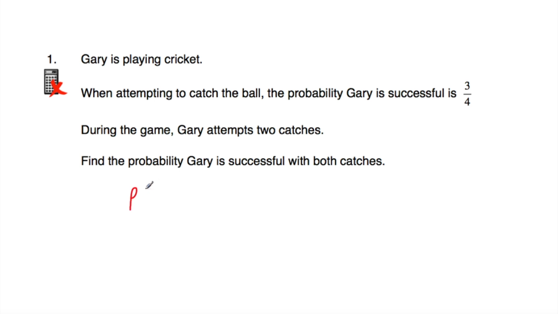So we want to find the probability of a catch and another catch. The probability of a catch and a catch will be found by multiplying the probability of a catch by the probability of a catch, because these are independent events. So the probability of a catch is 3/4, so that's going to be 3/4, the first catch, multiplied by the probability of the second catch, which is 3/4. And then 3/4 times 3/4 will be the probability that Gary is successful with both catches.